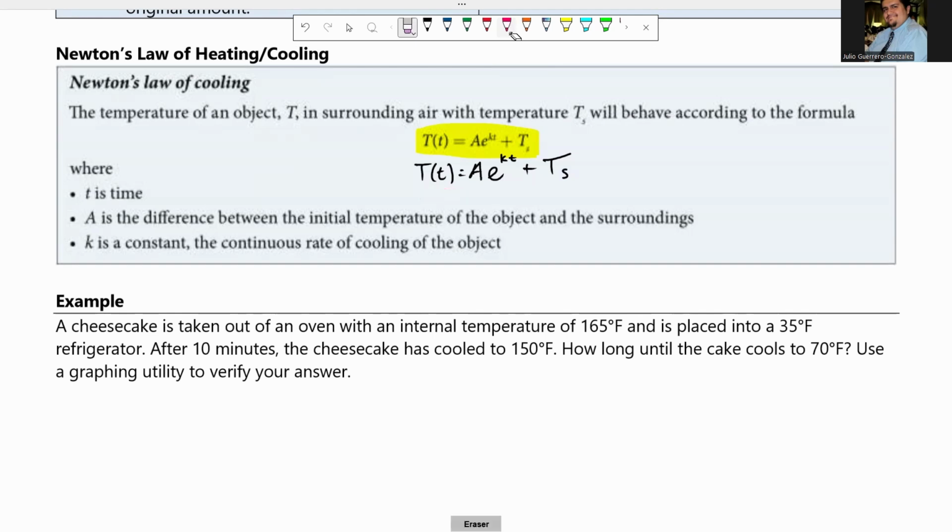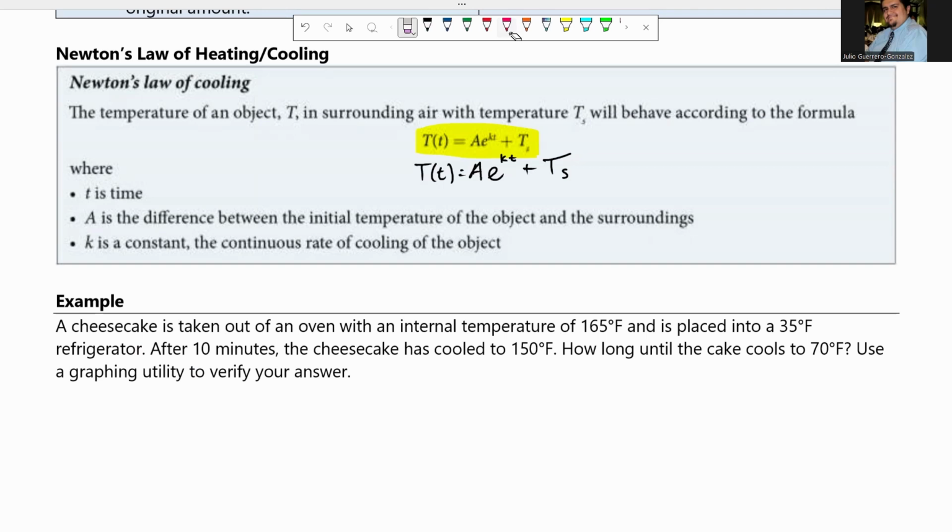Little t is the time. A is the difference between the initial temperature of the object and the temperature of the surrounding. And then k is a constant, and we call that the continuous rate of cooling or of heating of the object. That's going to be different for every scenario. So depending on whether something is heating up or cooling down, that k is going to be different.